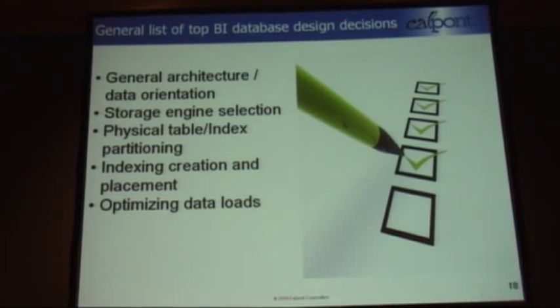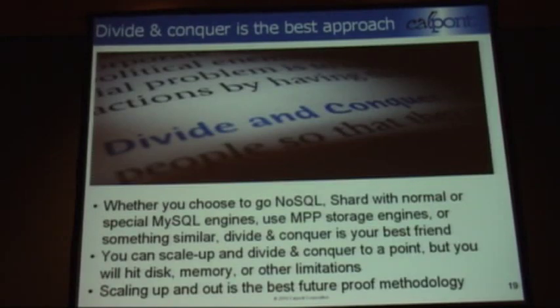So we're going to talk about just general architecture, data orientation, some storage engine selection, partitioning, indexing, and how to optimize for your data loads, which also becomes very, very important too. If you have a dynamic data warehouse where data is coming in all the time, right, that last point is going to become very important for you.